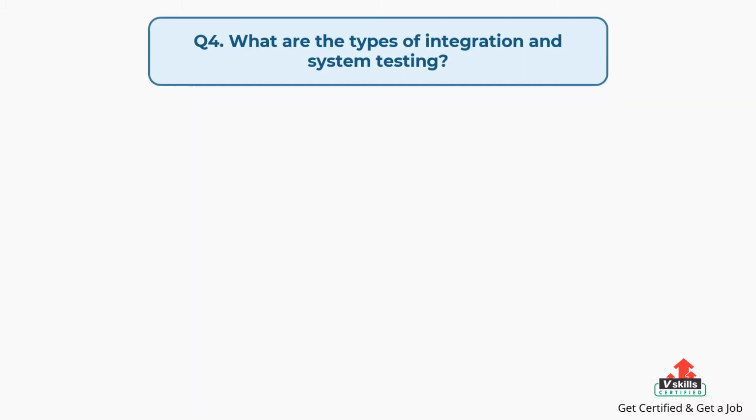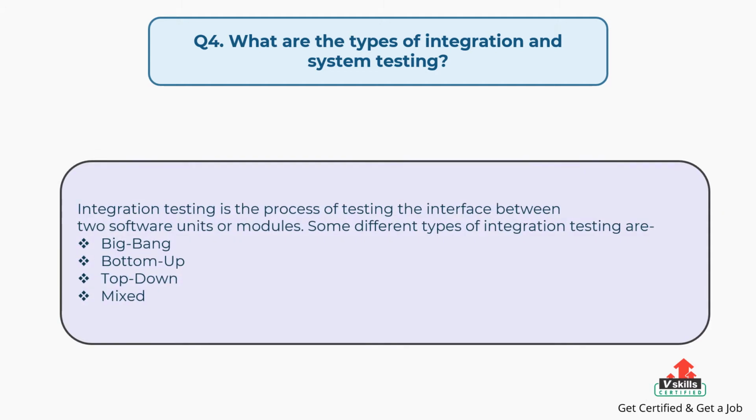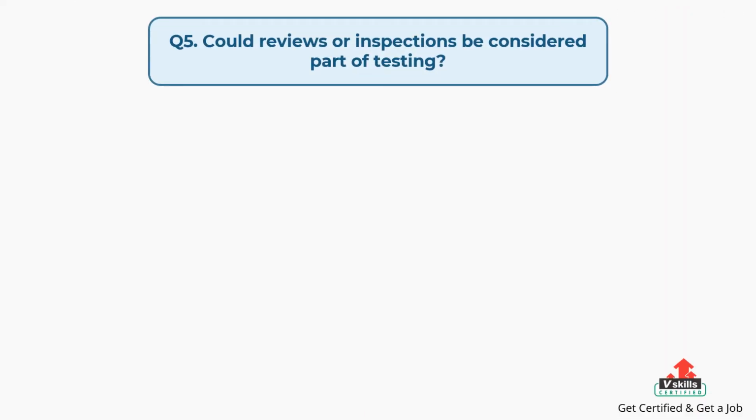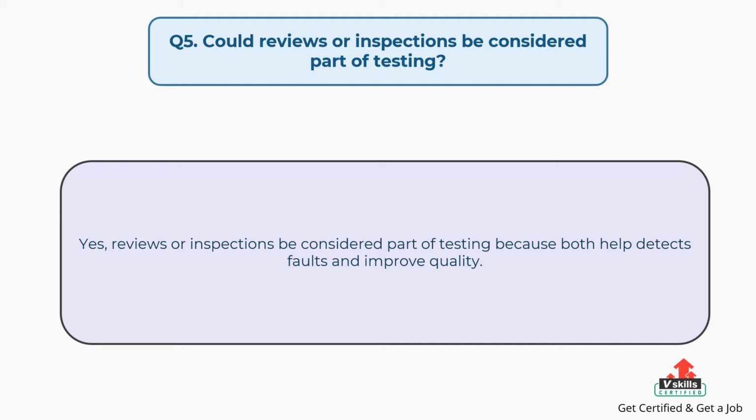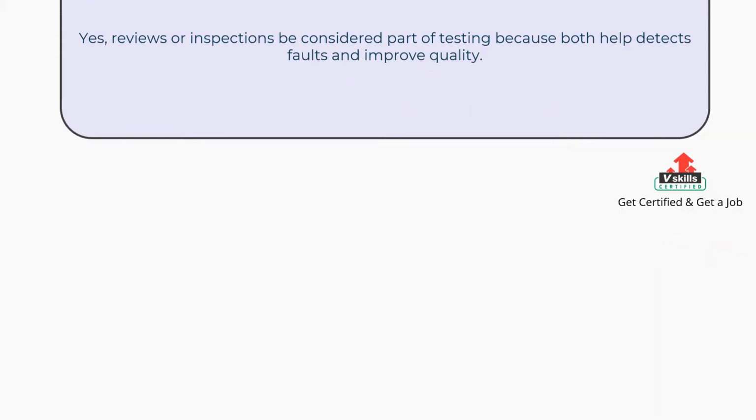Question number 4. What are the types of integration and system testing? The answer is: integration testing is the process of testing the interface between 2 software units or modules. Some different types of integration testing are: Big Bang, bottom-up, top-down, and mixed. Question number 5. Could reviews or inspections be considered part of testing? The answer is: yes, reviews or inspections can be considered part of testing because both help detect faults and improve quality.